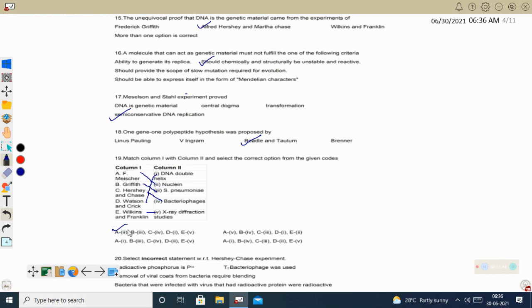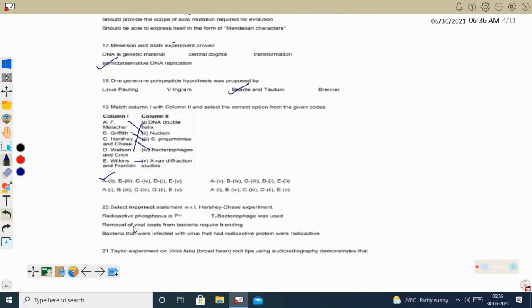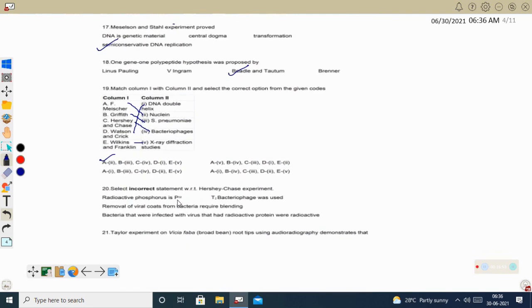Next question, select the incorrect statement with respect to the Hershey Chase experiment. Radioactive phosphorus is P32. Correct. T2 bacteriophage was used. Correct. Removal of viral coat from bacteria requires blending. Yes, after the infection of bacteria with the bacteriophage, the bacteriophage remains have to be separated from the infected bacteria, and that is done by the blending procedure. And bacteria that were infected with virus that had radioactive protein were radioactive. No, the bacteria that were infected were those with virus that had radioactive DNA inside. Okay, so this is the wrong one. So this is the correct option for us.